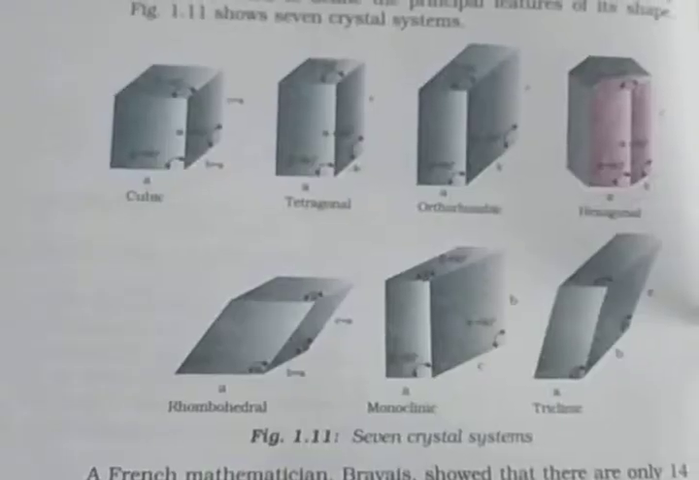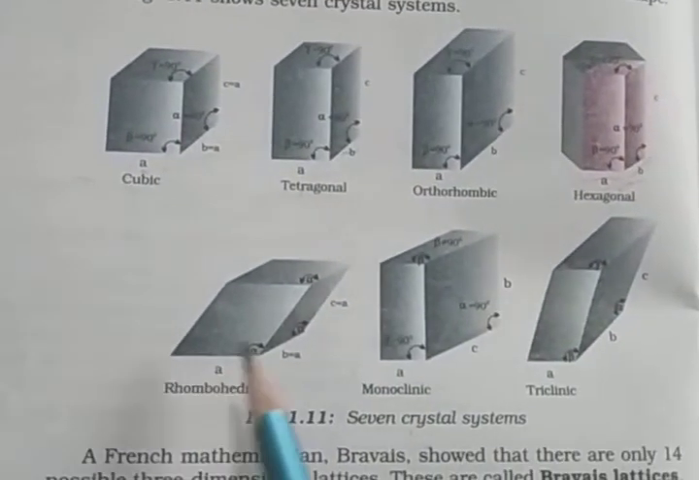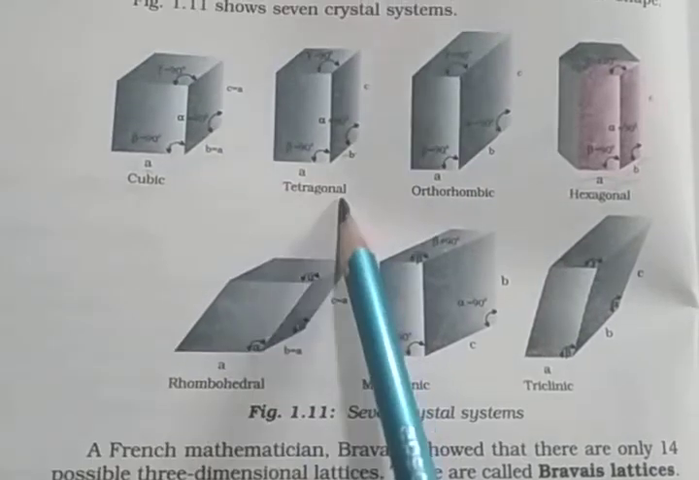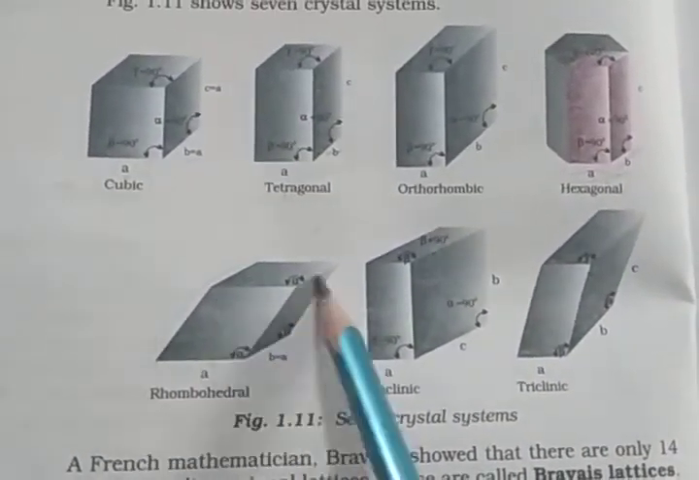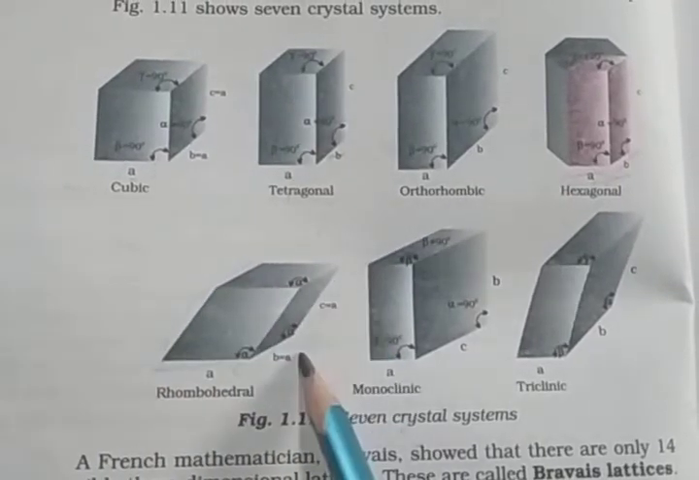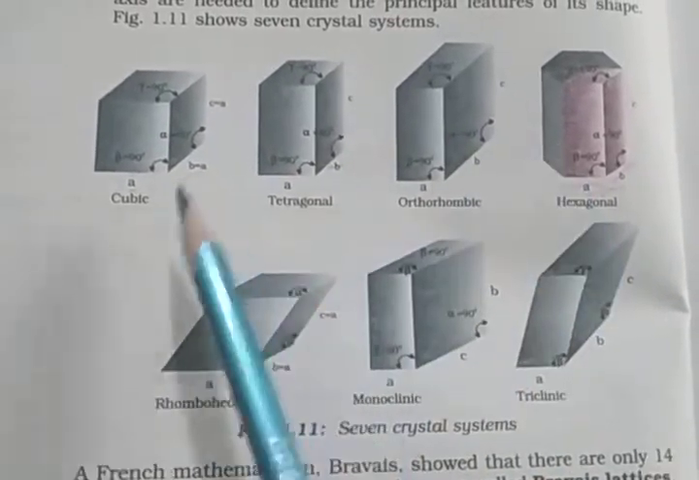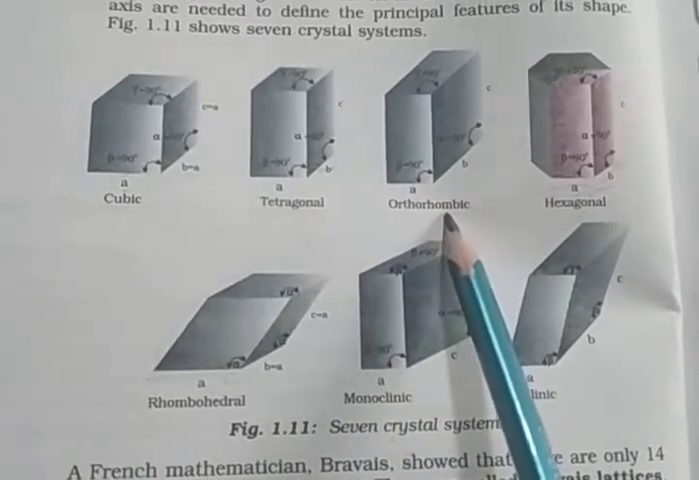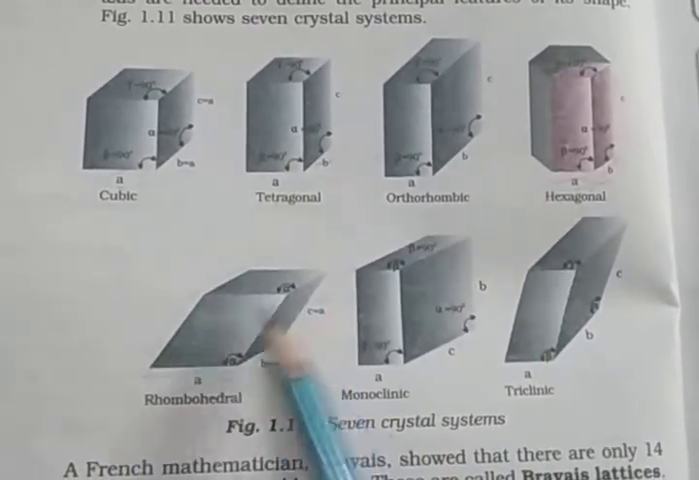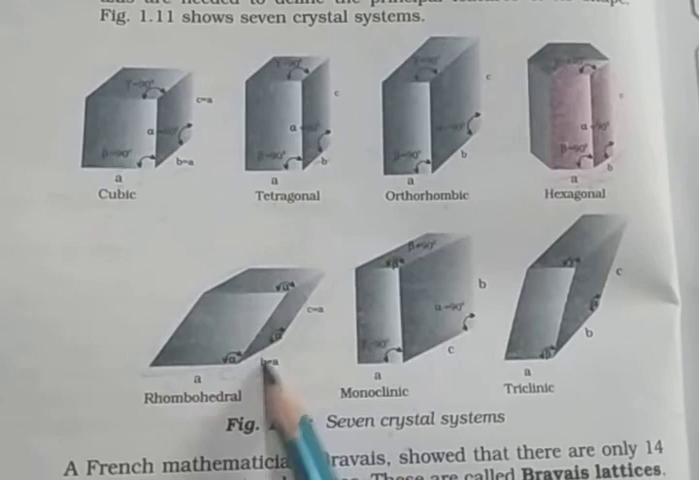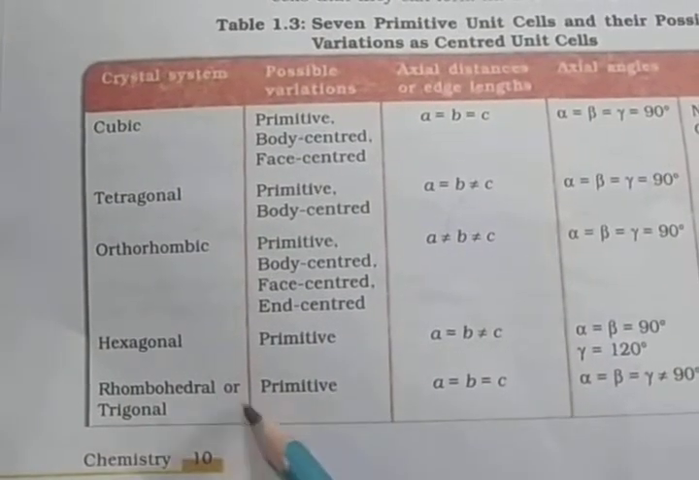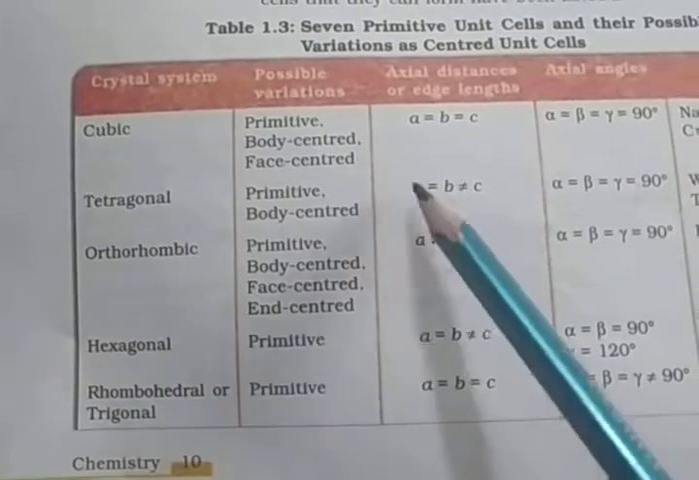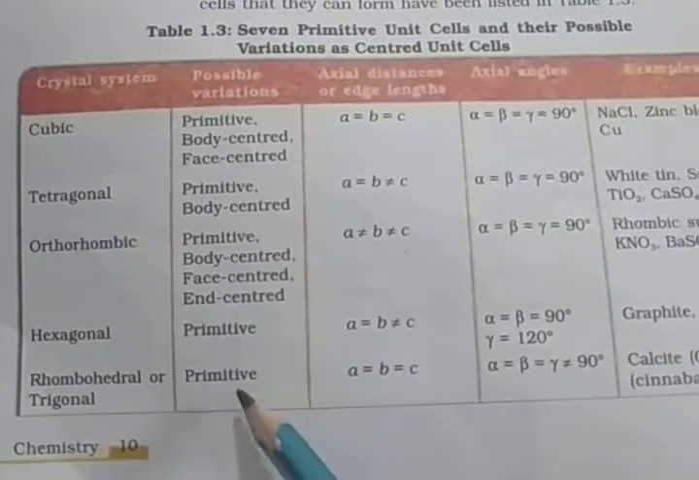Then next is rhombohedral, the fifth number. See the structure this way, it is different from cubic, tetragonal, orthorhombic and hexagonal. This is the rhombohedral structure. Now we have to see the possible variation. Rhombohedral is also known as trigonal, and it has only one possible variation, the primitive type.